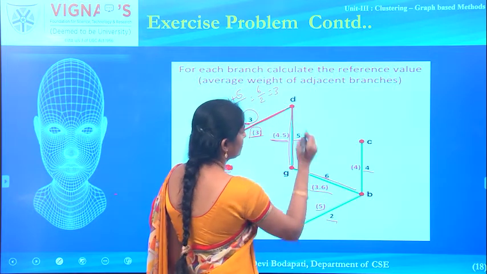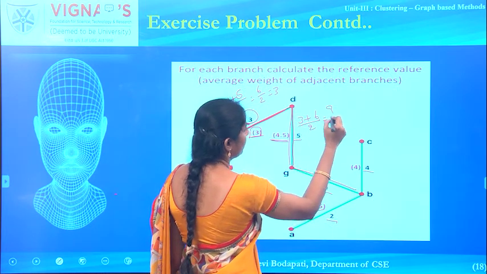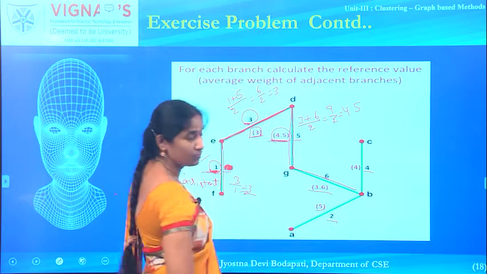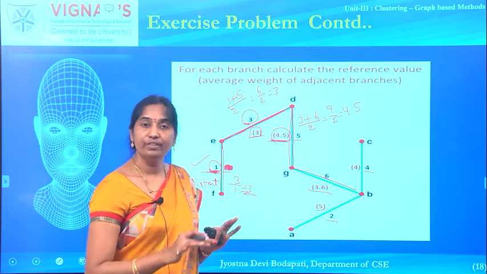That is 3 plus 6. So 3 plus 6 by 2 edges. So 9 by 2 is 4.5. So 4.5 is the reference value. That is how you proceed and identify the reference value for every edge.